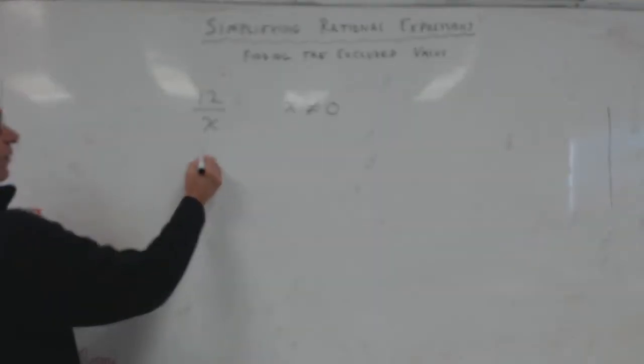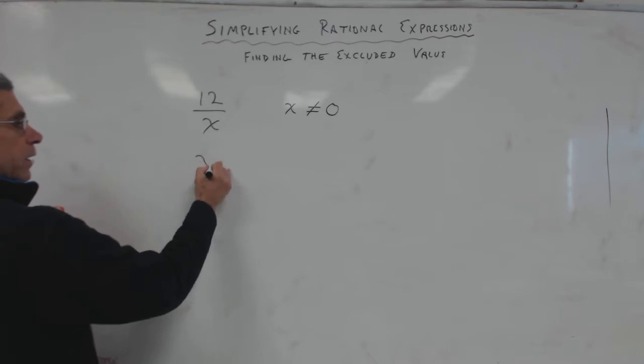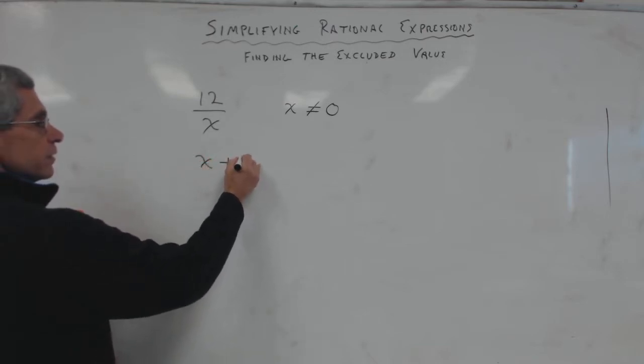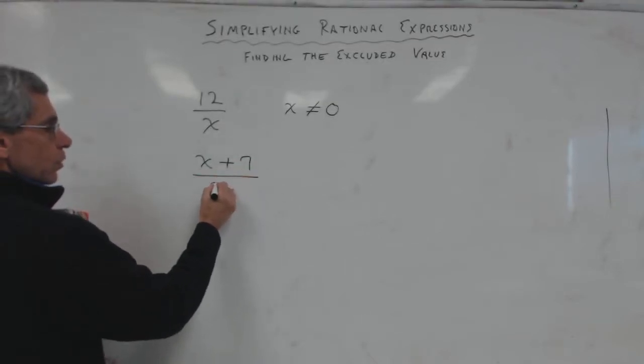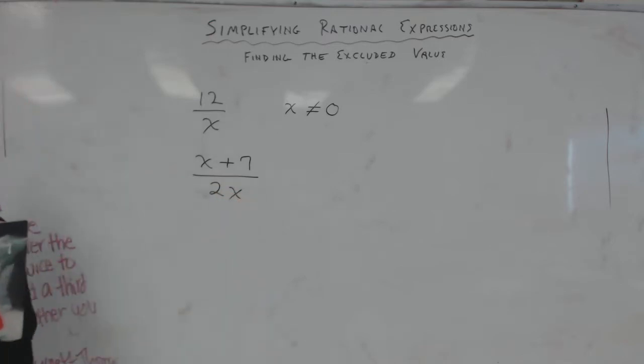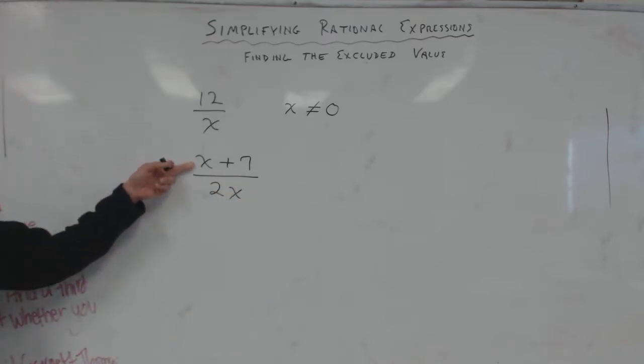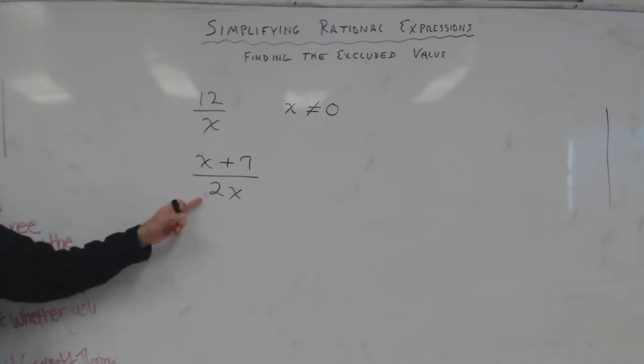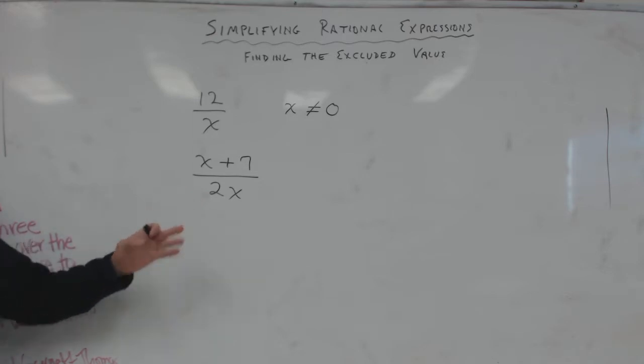All right. What if I gave you this? (x + 7) over 2x. Now, do I care about the x in the numerator? No. It doesn't make any difference. I could have that be anything, right? Doesn't matter. The only thing I care about is the x in the denominator, right? Because I know the denominator cannot equal 0.